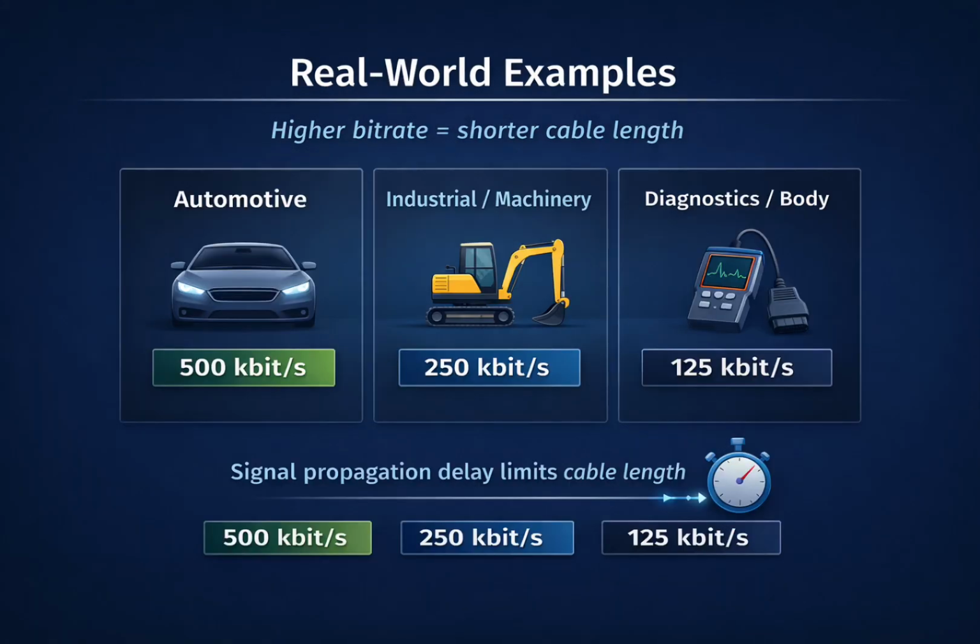In automotive applications, many CAN networks run at 500 kilobits per second. This offers a good balance between speed and robustness. In industrial, off-highway or mobile machinery, 250 kilobits per second is often used, especially where cable runs are longer and electrical noise is higher. For diagnostics, body electronics or simpler networks, 125 kilobits per second is common, where reliability is more important than data throughput.